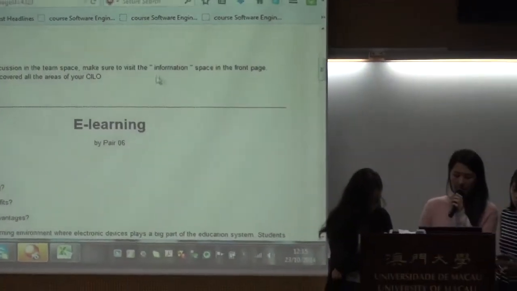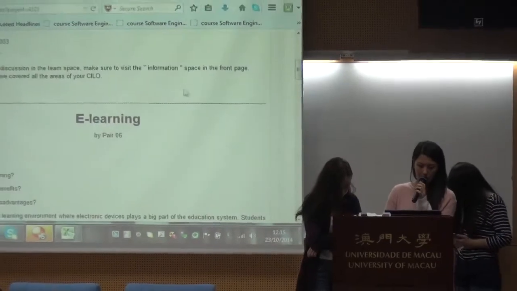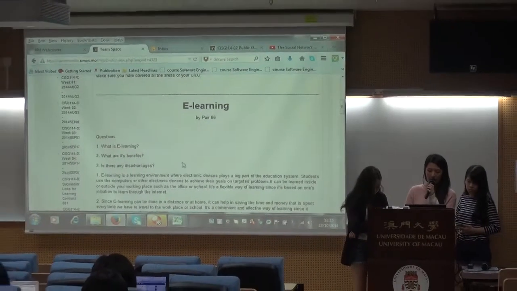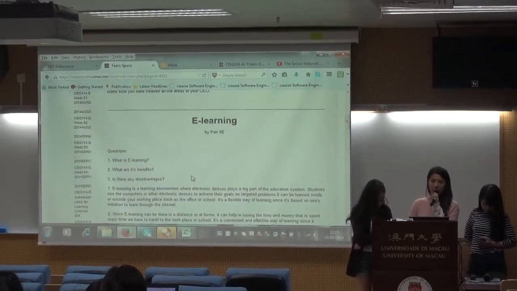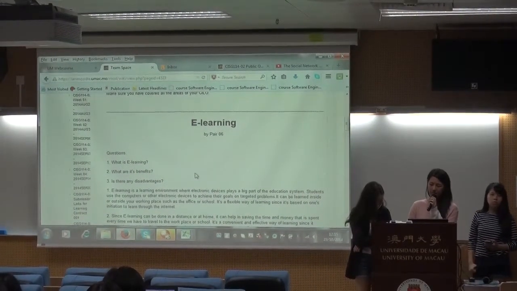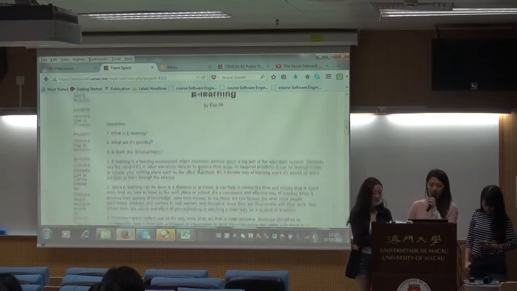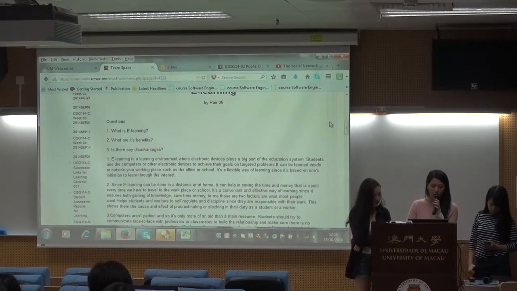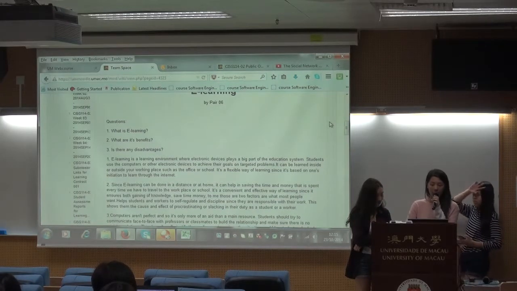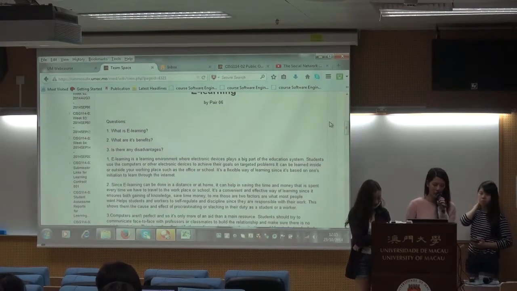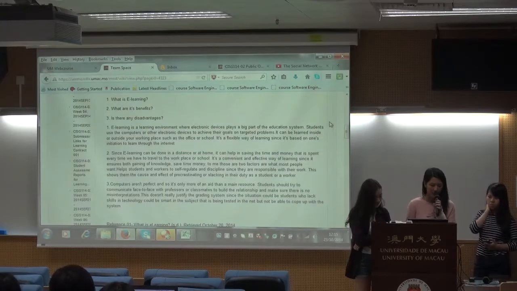And in here in the team space, there are a few important notes too. And then this is what we have discussed, because our plan is to tackle each topic one by one so that we would have a thorough understanding of the topics. So these are the 3 questions that we have set up. What is e-learning? What are its benefits? And is there any disadvantage of e-learning? And now, each of my teammates is going to present each question with its answer.